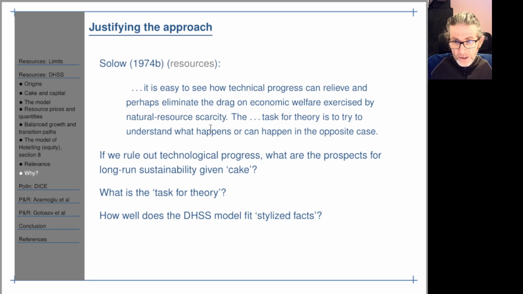How well does the DHSS model do this? Not well, right? Because it's just not fitting. It's not passing the first test, right? It doesn't fit what we know about how the economy works. It doesn't fit observations about resource quantities, prices, etc.